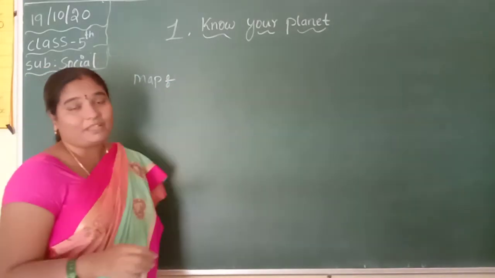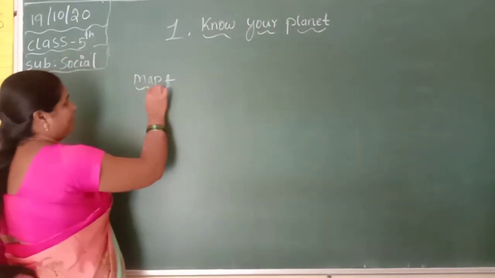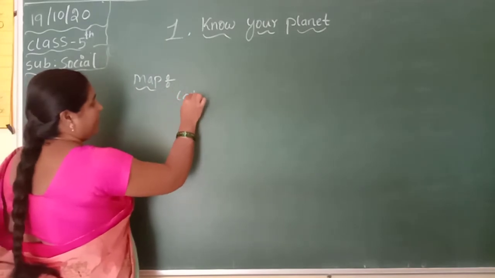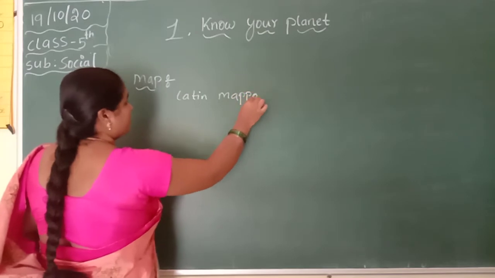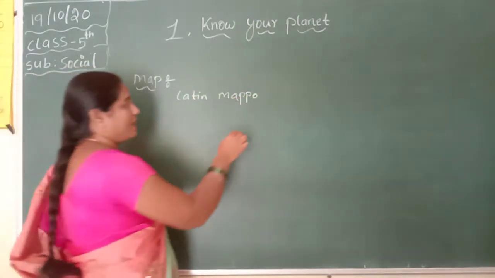The word map is derived from the Latin word. It is known as mappo. So what is the meaning of mappo? It is a napkin.